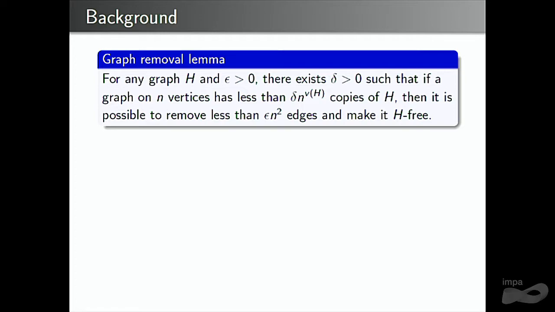You could have on the order of n to the number of vertices of H copies of H. Here we're saying that it's much smaller. And the way you do the quantifiers is, for any epsilon, there exists a delta, so that if you have less than delta fraction, then you can remove less than epsilon fraction of the edges to make it H-free.